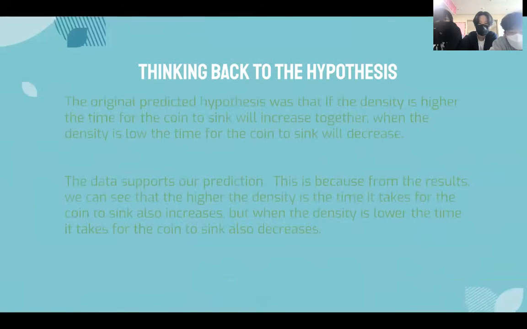Evaluation conclusion. Thinking back to the hypothesis, the original predicted hypothesis was that if the density is higher, the time for the coin to sink will increase together. When the density is low, the time for the coin to sink will decrease. The data supports our prediction. This is because from the results, we can see that the higher the density, the time it takes for the coin to sink also increases. But when the density is lower, the time it takes for the coin to sink also decreases.